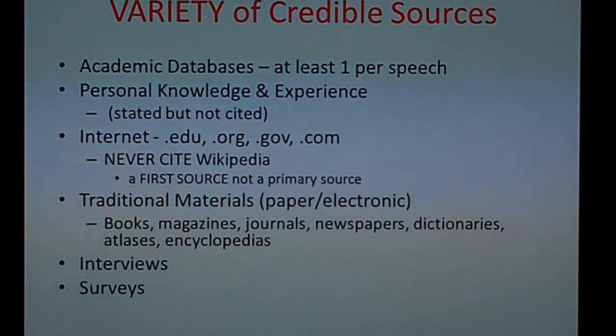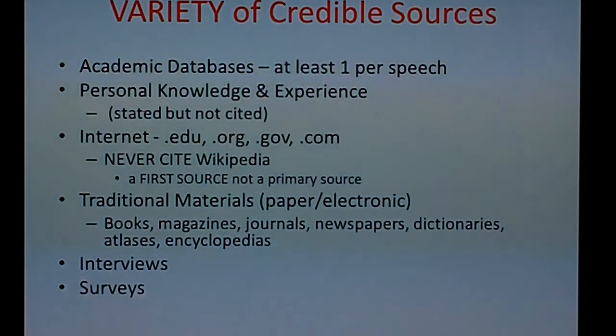Now, there are lots of traditional materials. A lot of times these are on paper. Everything hasn't gone electronic, but much has gone electronic. But what kind of paper things give good information for you to cite in your speeches? Well, there's books, magazines, journals, newspapers, dictionaries, atlases, encyclopedias. Use them. Use a variety of sources.